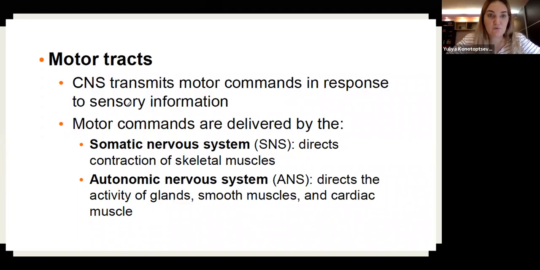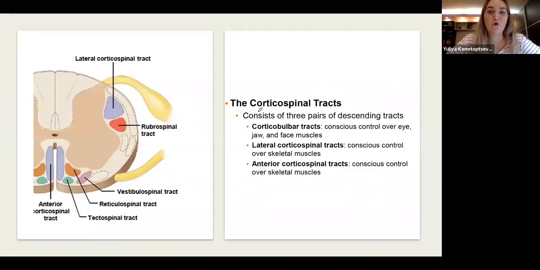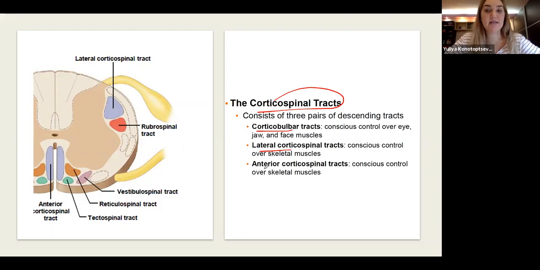Motor tracts, so the descending tracts, we have two types of them, the somatic and the autonomic, you remember, right? Somatic is the voluntary, autonomic is the non-voluntary. We're going to talk about the corticospinal tracts and the subconscious tracts. The corticospinal tracts, there are three of them: corticobulbar, lateral corticospinal, and anterior corticospinal. We kind of talked about them, right? Anterior corticospinal is responsible for the contraction of which skeletal muscles? Where?